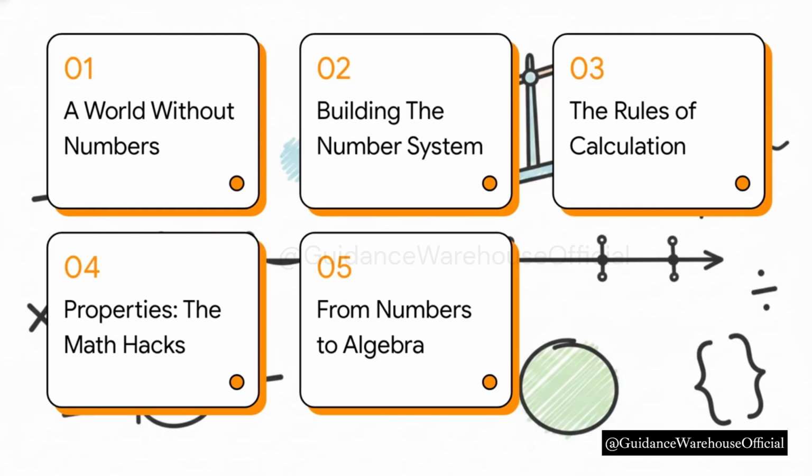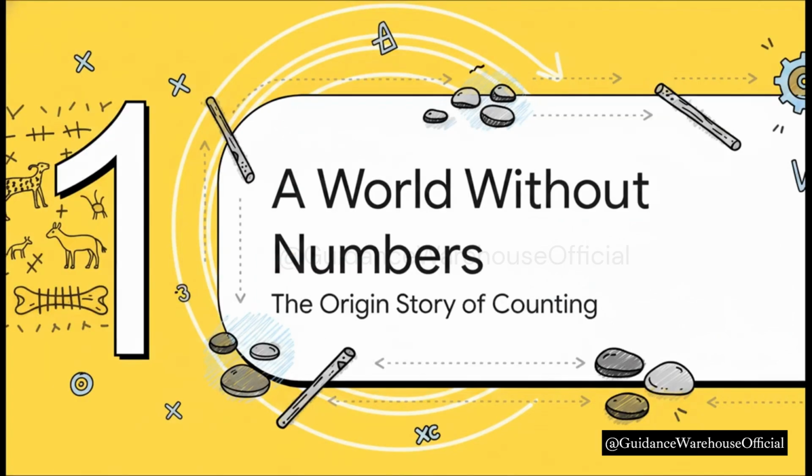So here's our game plan. We're going to go on a little journey. We'll start back in a time before numbers to see why we even needed to invent them in the first place. Then we'll build our modern numbers system piece by piece. After that, we'll learn the universal grammar of math, uncover some really cool shortcuts, kind of like math hacks, and finally, we'll see how it all clicks together in the super powerful world of algebra. All right, let's dive right in.